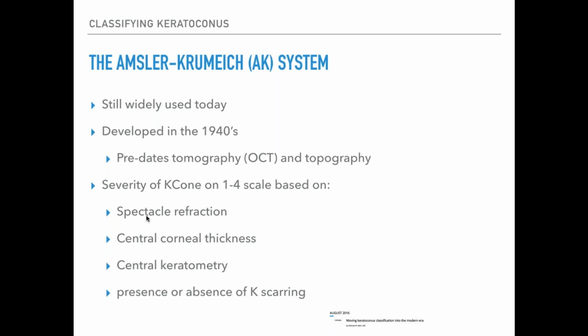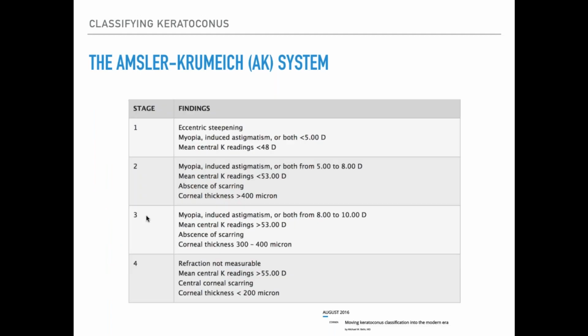It predates tomography, like an OCT, which we can use to really isolate the thinnest areas of the cornea and progression. It predates topography even, so we couldn't even map a cornea back when this system was developed. It basically breaks down keratoconus on a 1 to 4 scale, based on 4 different criteria: spectacle refraction, central corneal thickness, central keratometry, and the presence or absence of corneal scarring.